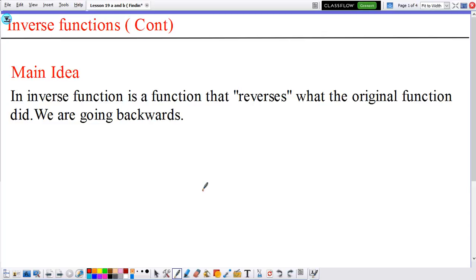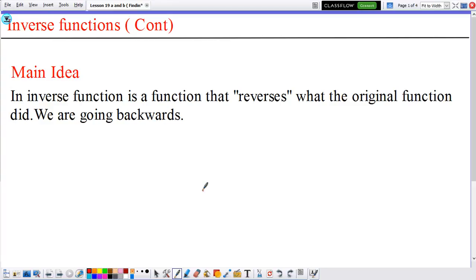Today, we will have a continuation on the lesson for inverse functions. We have introduced what an inverse function is on the previous lesson, and today we're just going to be seeing more challenging questions, but the main idea remains the same. The inverse function is a function that reverses what the original function did. Basically, we're just going backwards.